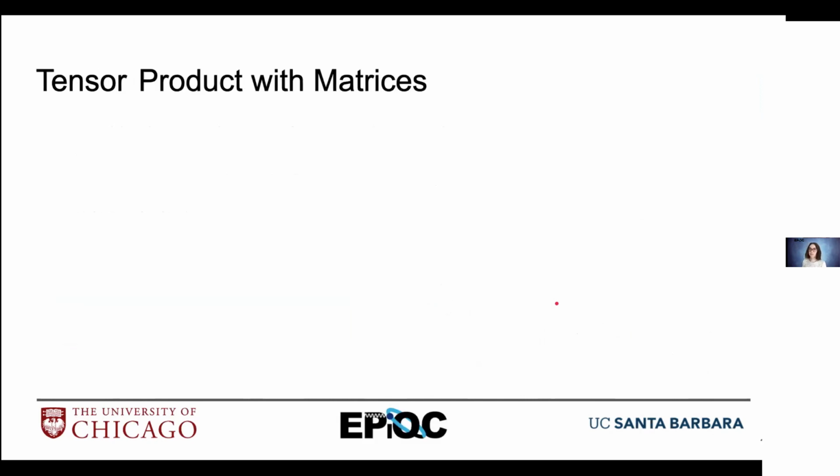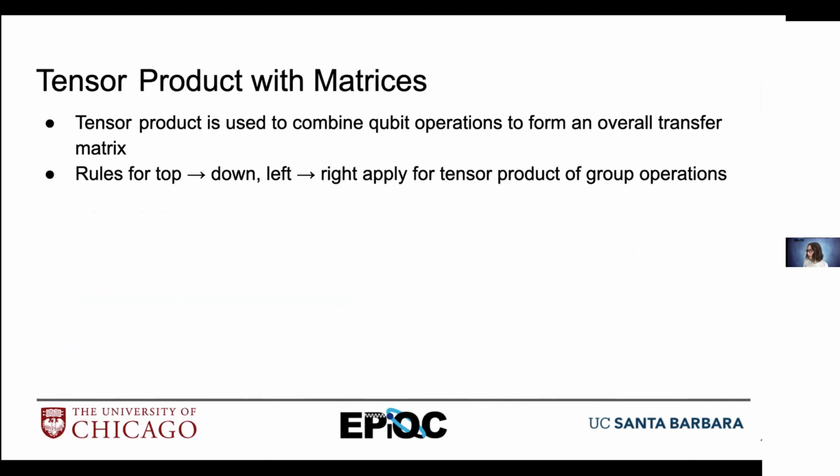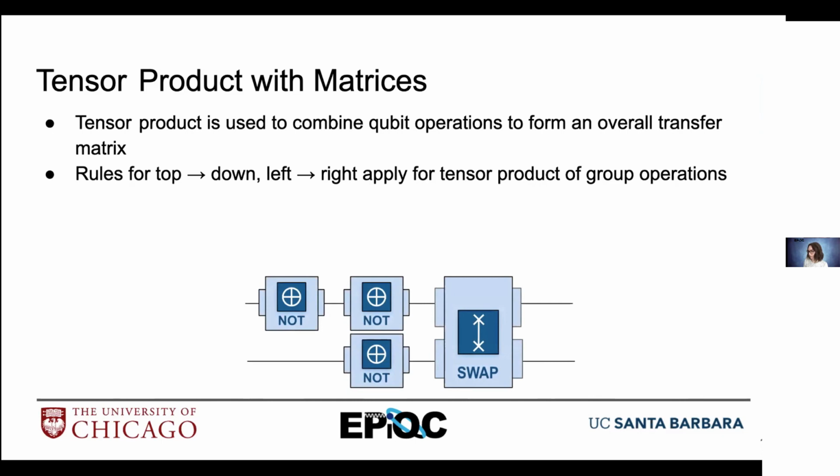So let's dive into tensor product with matrices. We can find the overall qubit operation to transform qubits. And once again, we follow the rules for top down, left right when we're applying the tensor product for a group of operations. So let's check this out.